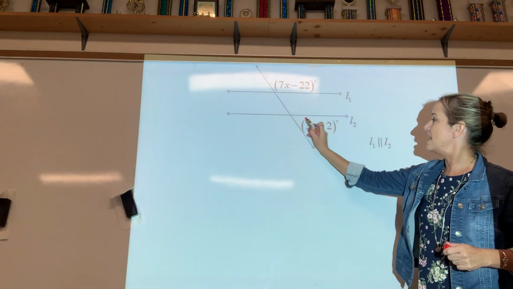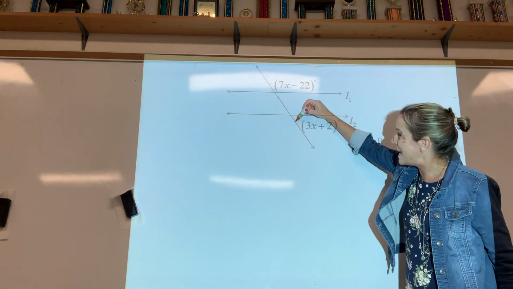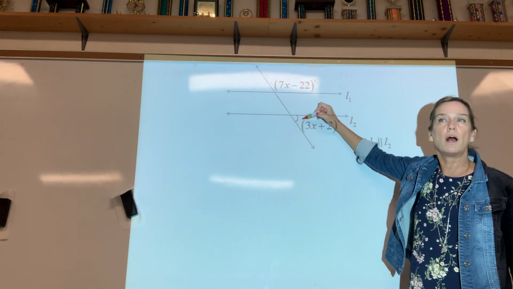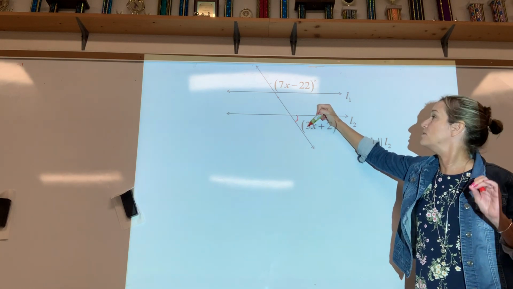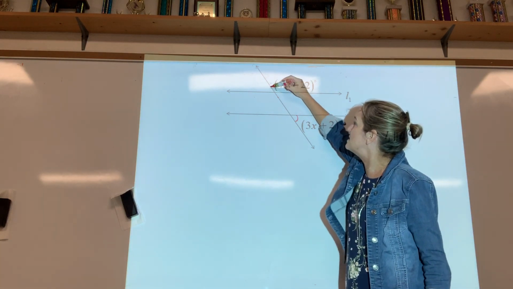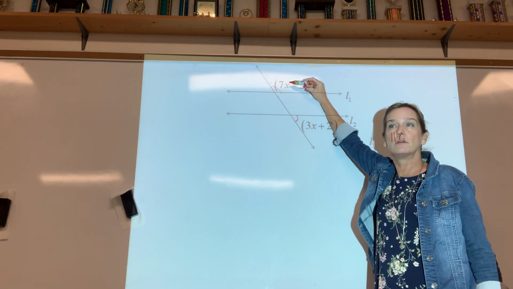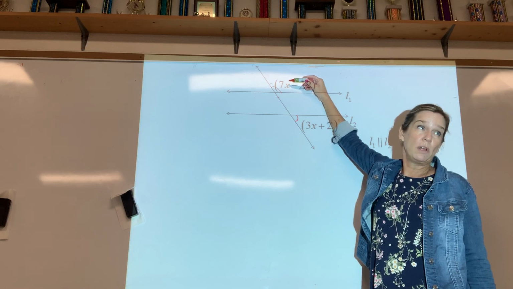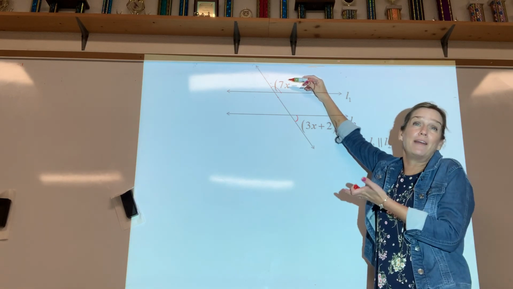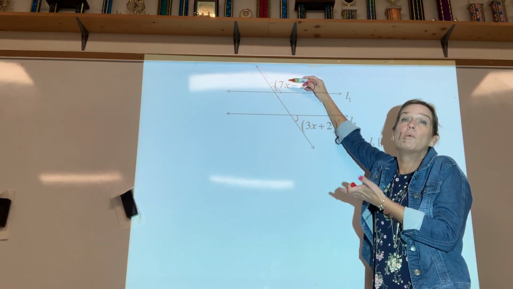First of all, looking at this angle right here, would you say that this angle is acute or obtuse? It is what? Acute. This one up here, is it acute or obtuse? Obtuse. Therefore, are they equal? No. So therefore, if they're not equal in this scenario, then they have to add up to 180.